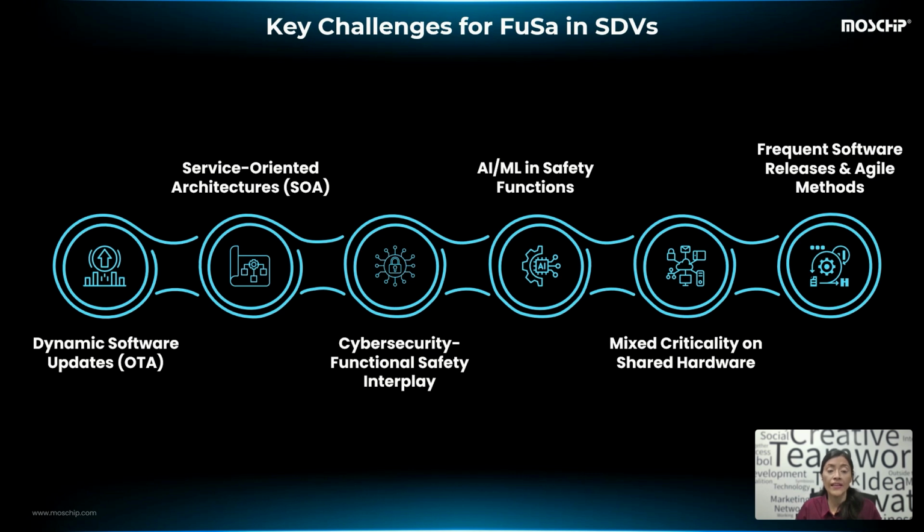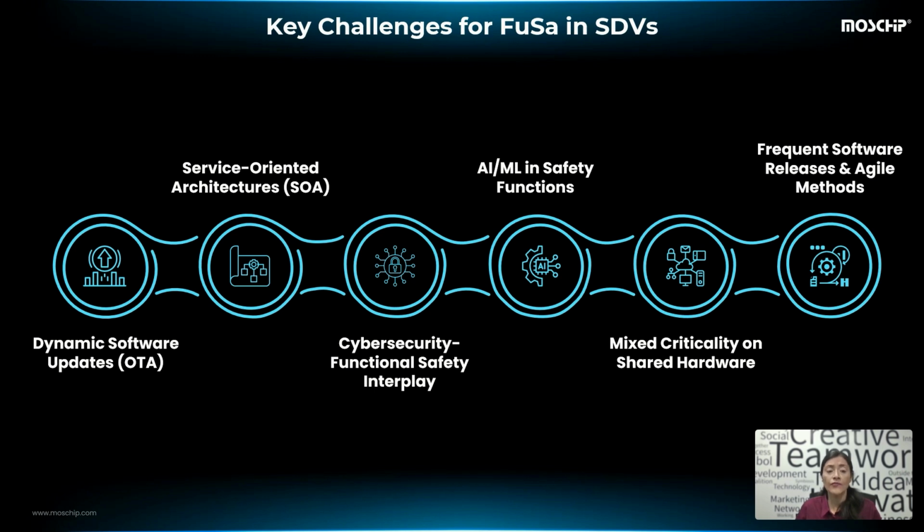Next, we have mixed criticality on shared hardware. That is, modern SoCs in SDVs often run both QM, the quality managed, and the ASIL level software together. And an error in a QM component, for example infotainment, may affect safety-critical timing or memory used by systems like forward collision warning or braking. So it becomes a challenge. Then there is interdependency between cybersecurity and safety. Data corruption from cyber attacks may cause undetected safety faults.